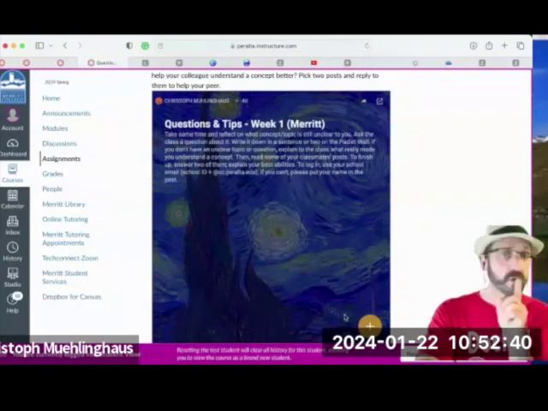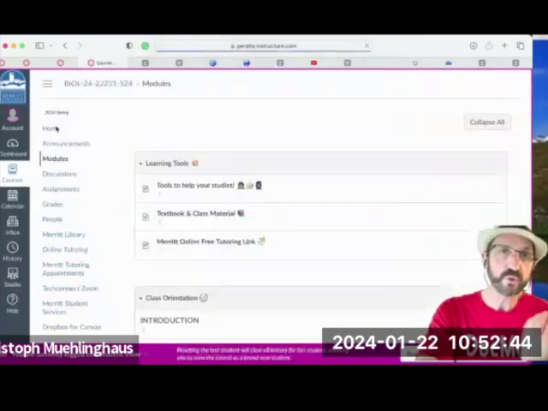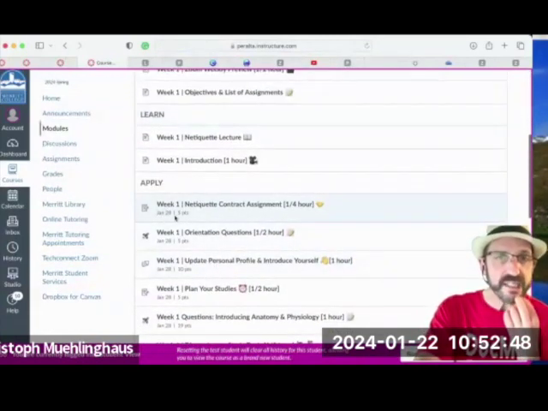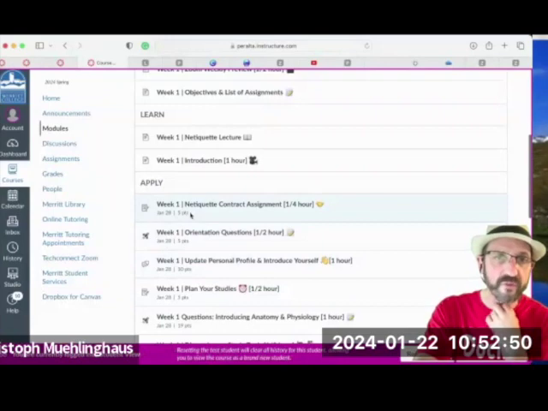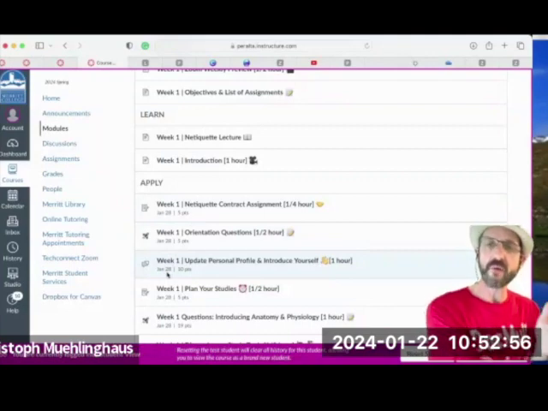Oh, and this is also probably important, as it comes to turning in work. You see these dates in here. These are the due dates. These are the point values. These due dates are Sunday night, midnight is when I want the stuff in.